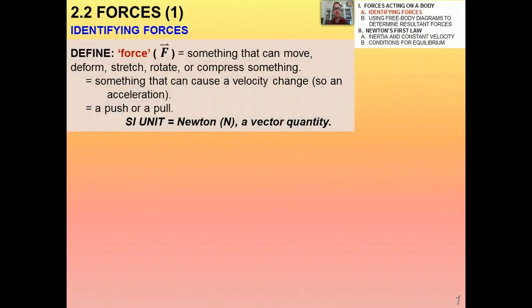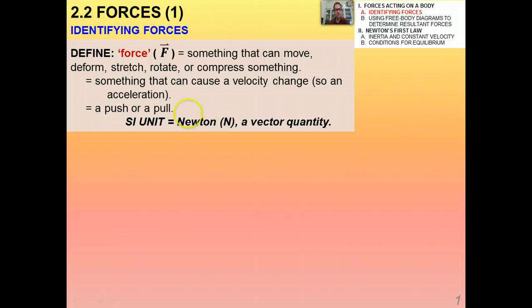So the first thing that I want to do with you guys is to show you how to identify the basic different kinds of forces that we encounter all the time, and also obviously start off by defining exactly what a force is. Okay. So the most basic definition is that a force is something that can move, deform, stretch, rotate, or compress something. It's also something that can cause a velocity change, and that's important for us in terms of our analytical and technical definition of a force. And if it causes a velocity change, it causes an acceleration. And in the most simple case, a force is simply a push or a pull.